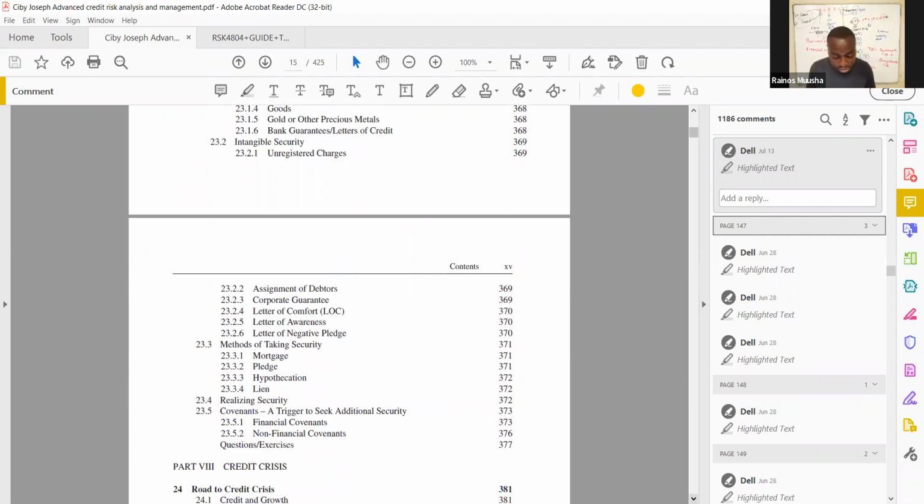And then they also look at methods of taking security, and the different covenants available, and what the triggers are for us to say you've transgressed the different covenants. So that's basically what we're going to be looking at in chapter 23.